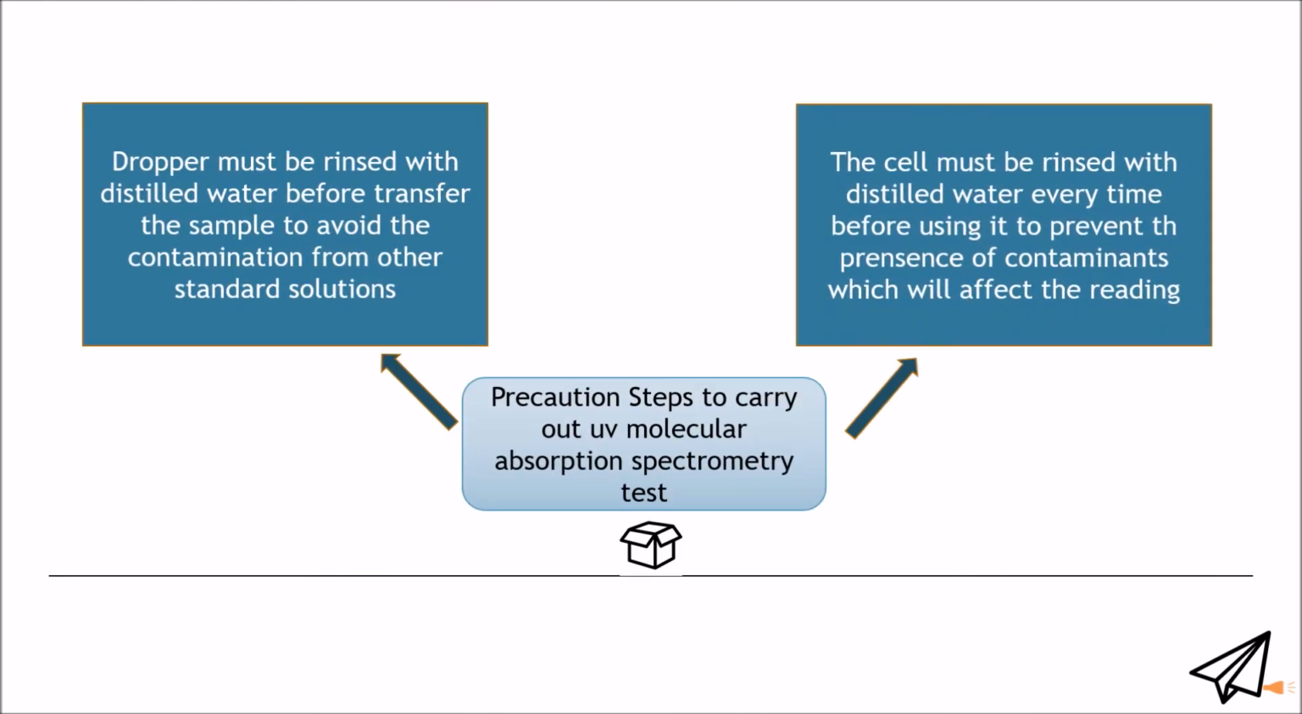To carry out the UV molecular absorption spectrometry test, several precaution steps should be taken, such as the dropper that was used to transfer the sample must be rinsed with distilled water before use to avoid contamination of concentration from other standard solutions. Besides, the cell must be rinsed with distilled water every time before using it. The presence of contaminants will affect the reading.